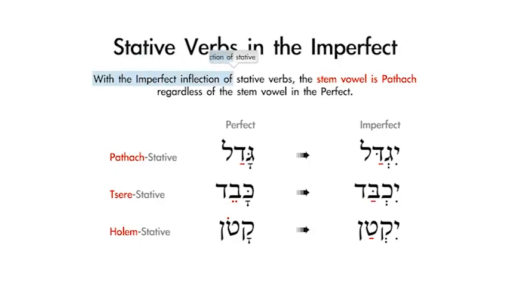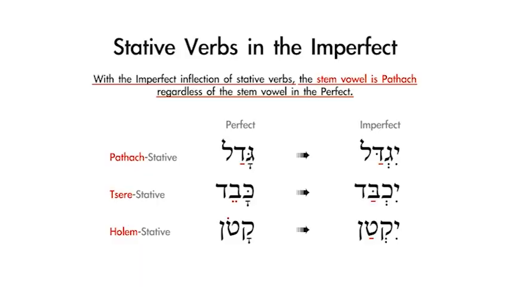Now let's take a look at stative verbs in the imperfect. With the imperfect inflection of stative verbs, the stem vowel is patach regardless of the stem vowel in the perfect. You'll recall from our study of stative verbs in the perfect that there were three classes of stative verb based on the stem vowel. There was the patach stative, the tsere stative, and the holem stative. And you can see that in our examples to the left. Gadal is our patach stative, kaved is our tsere stative, and katon is our holem stative. And they have that class or designation because of the stem vowel highlighted in red.